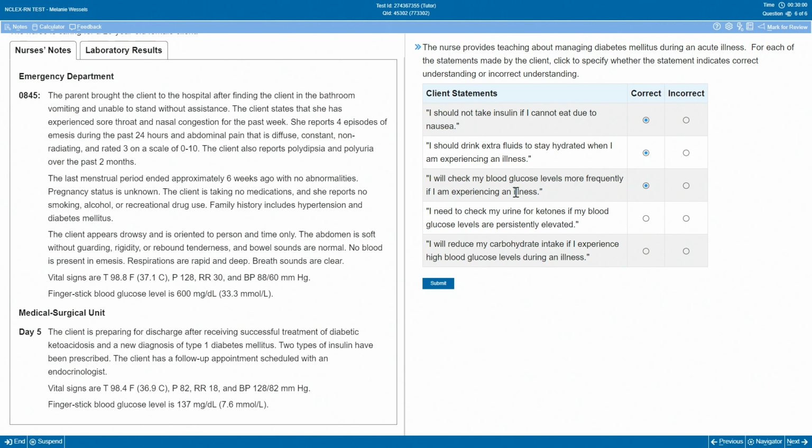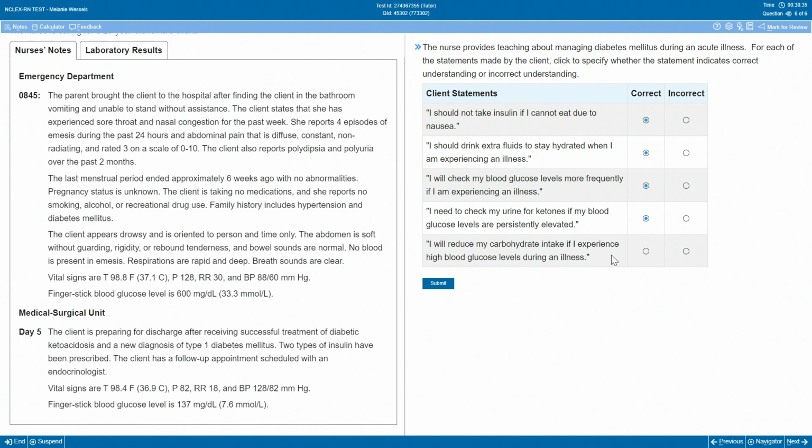So that's absolutely important. And then, I need to check my urine for ketones in case glucose levels are persistently elevated. Yes, monitoring for ketones is absolutely important because it can be one of those early signs that DKA is impending, that you're not able to compensate with fluids, your sugar is high, and you're becoming acidotic because of a buildup of ketones. And so here's the way you can catch it early. So that's definitely true.